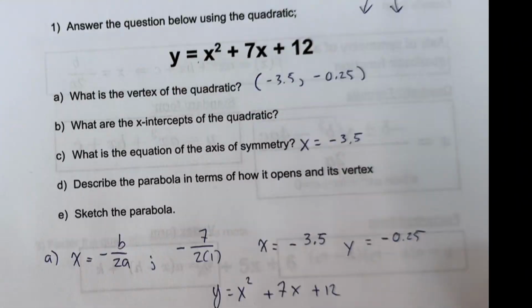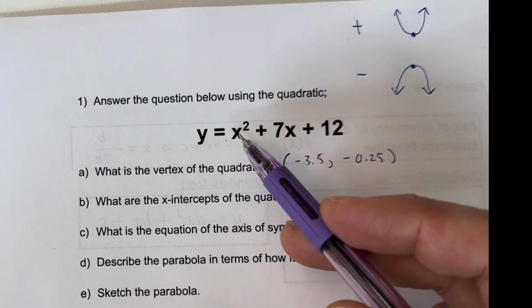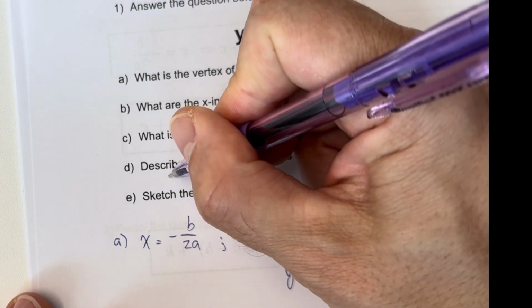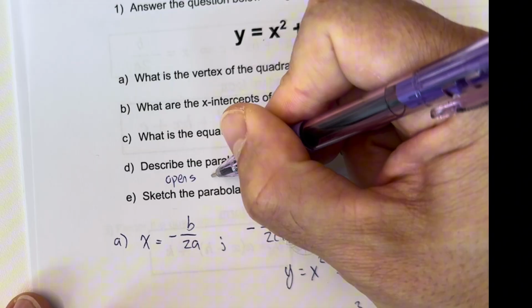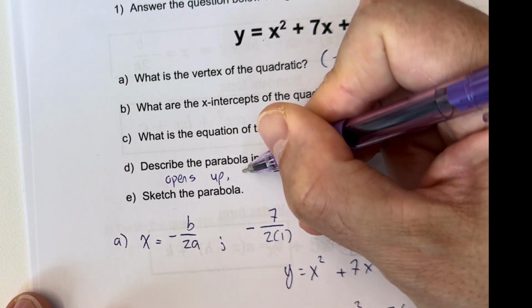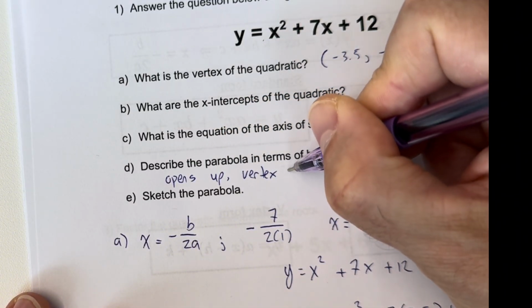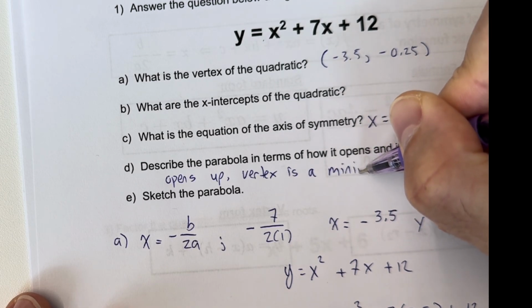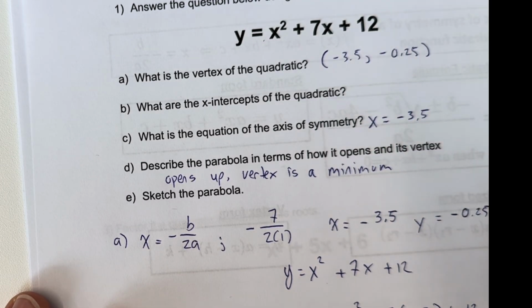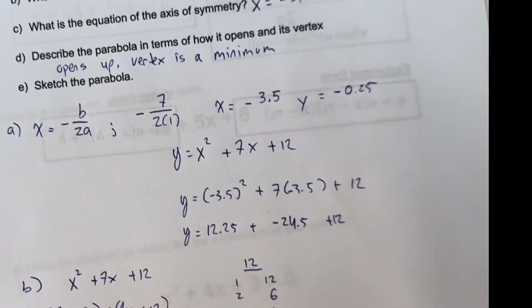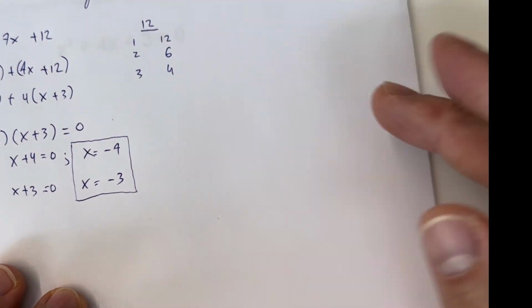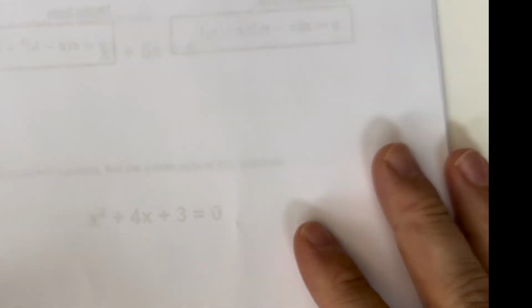So, understanding that A is positive, how would I describe this parabola? I would say it opens up, and the vertex is a minimum. Ta-da! Okie dokie. All right, last one says sketch the parabola. I'm going to do that right over here. I've got some nice space here, so let's go for it.